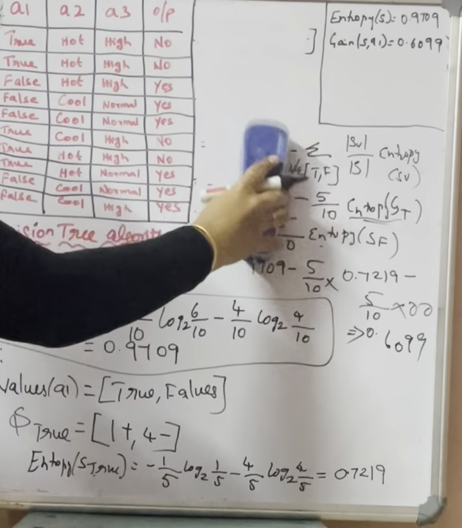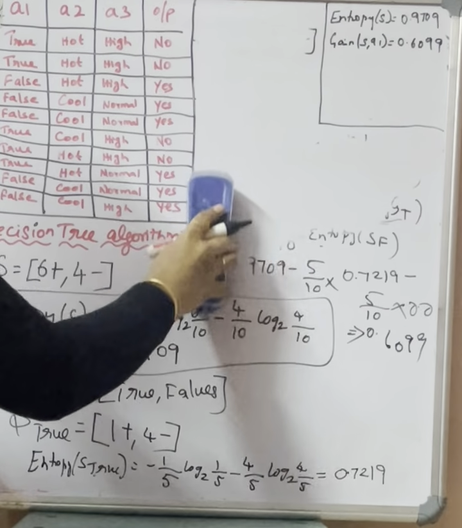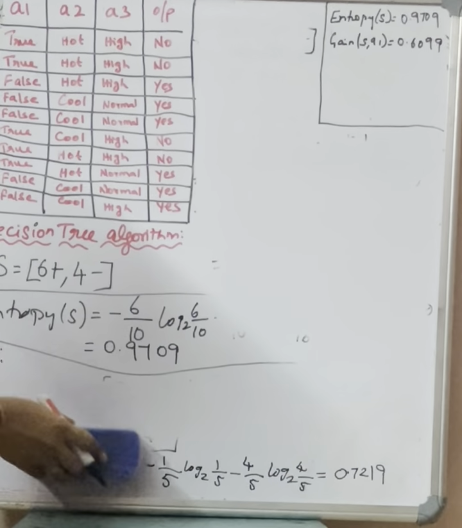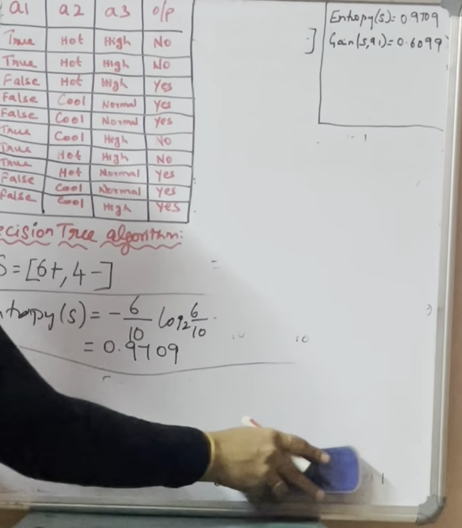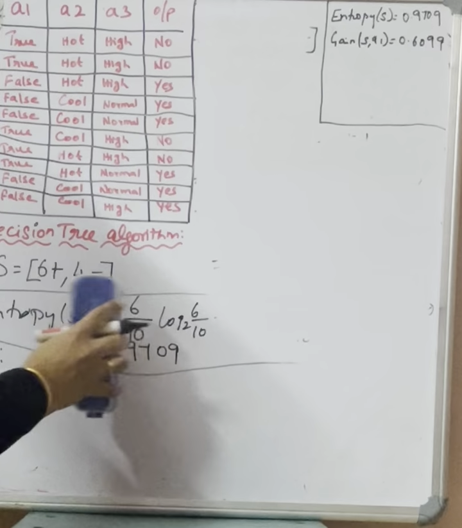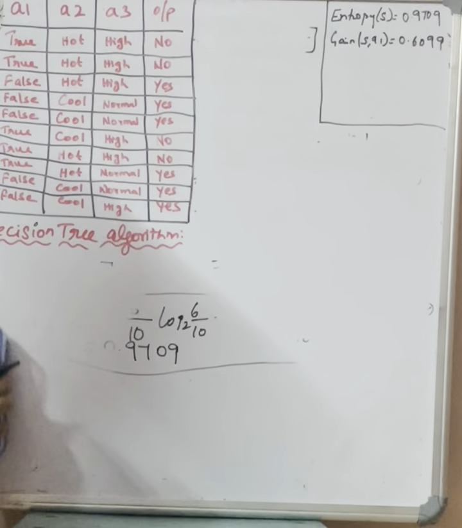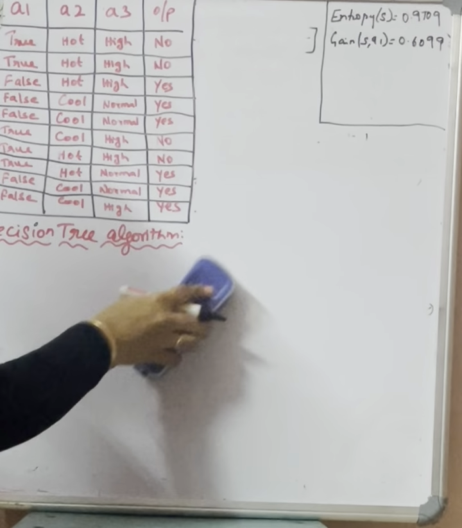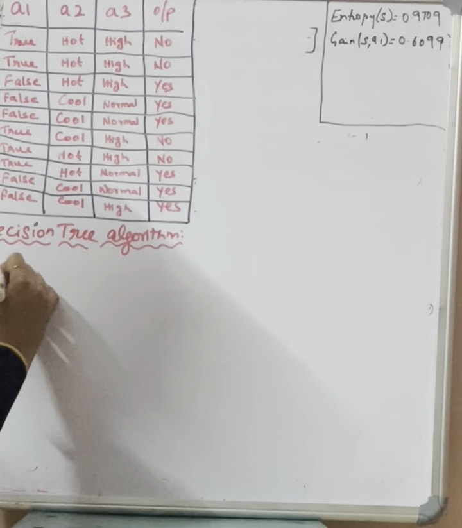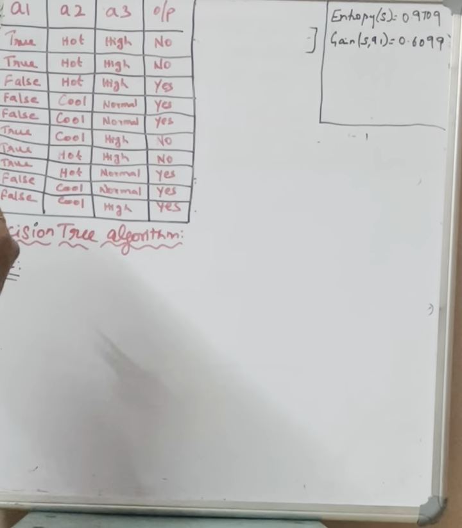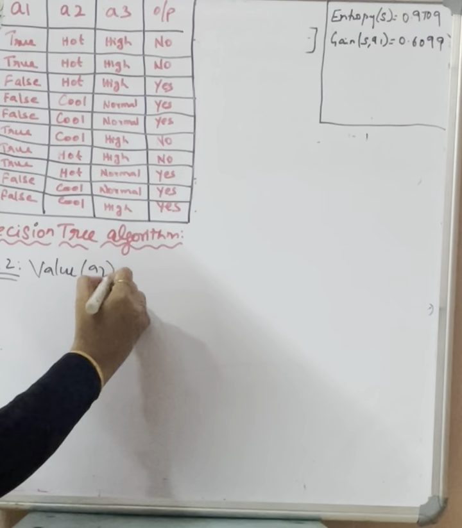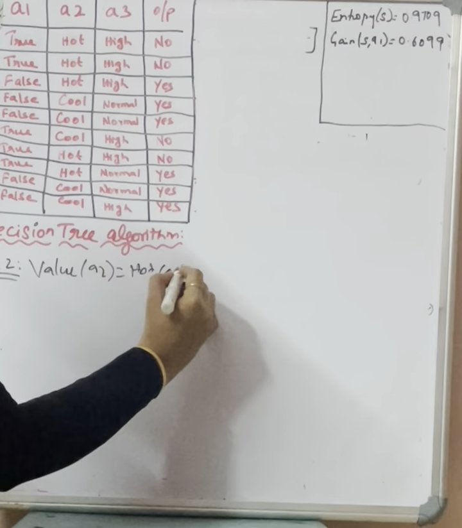Similarly, we have to find the information gain for all the attributes so that we can consolidate and find which one has the higher information gain. Already we have written the entropy of S value, so we can erase it. Now we will go with respect to A2. What are the different values we have for A2? The values of A2 are hot and cool.